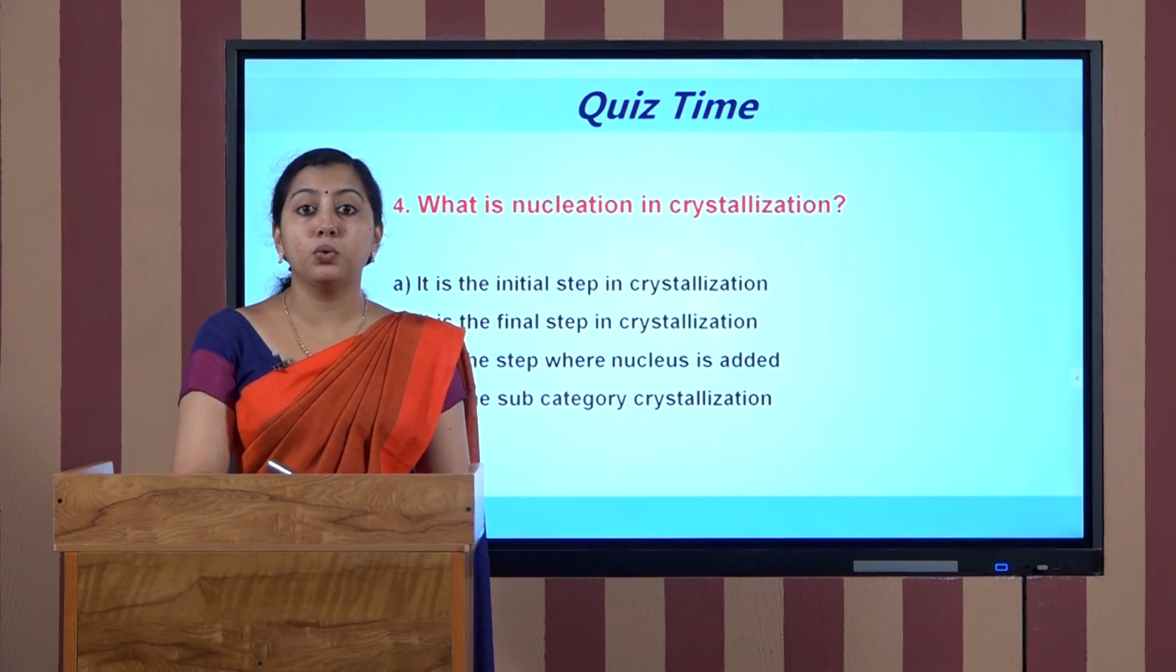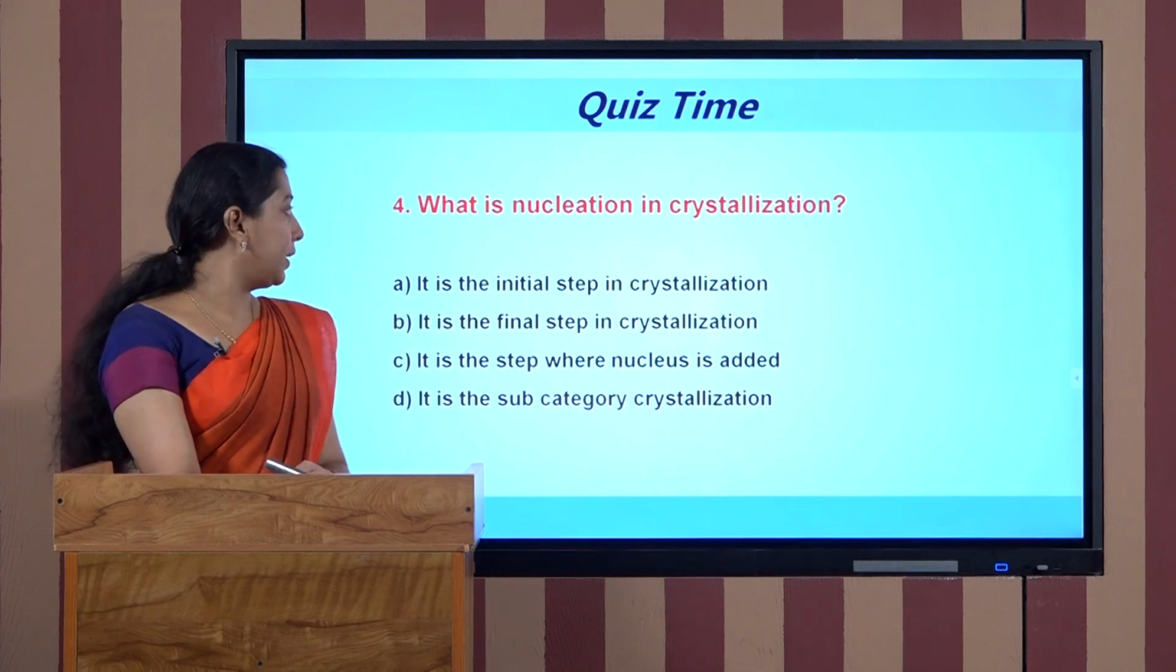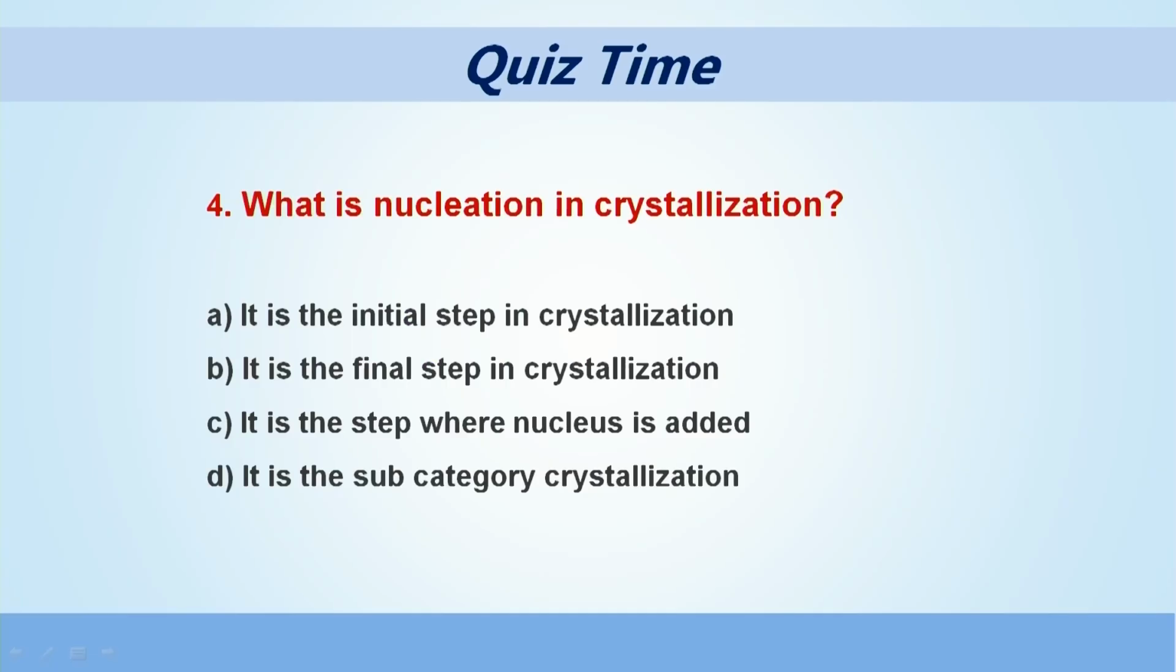Now, we will move on to the next question. What is nucleation in crystallization? Option A, it is the initial step in crystallization. Option B, it is the final step in crystallization. Option C, it is the step where nucleus is added. And option D, it is the subcategory of crystallization.